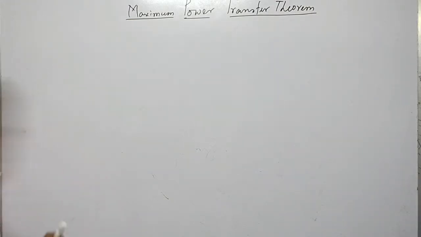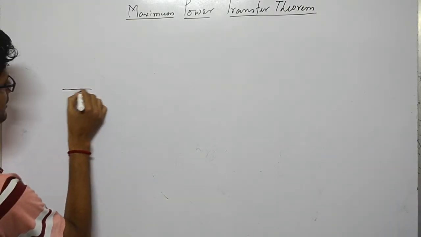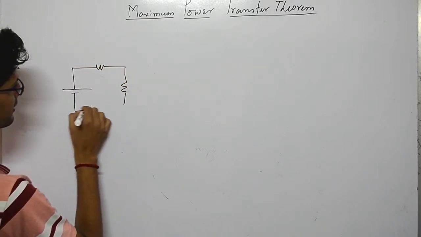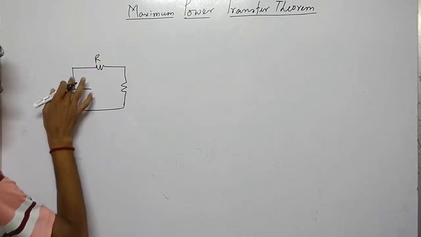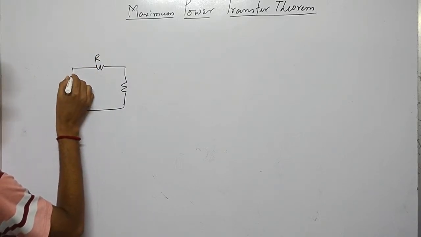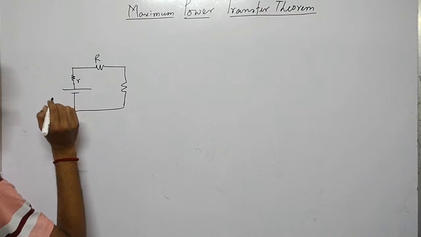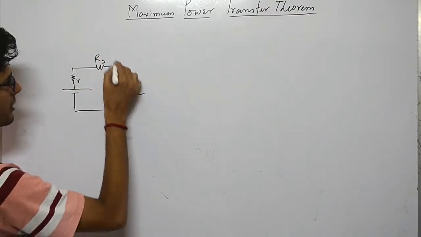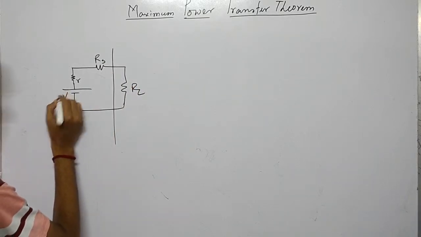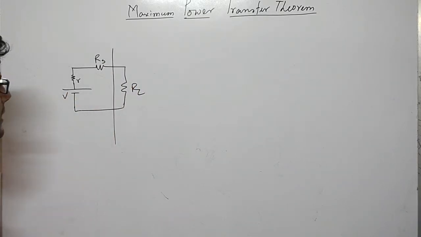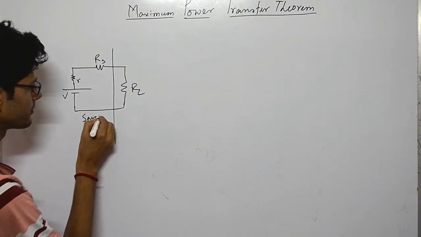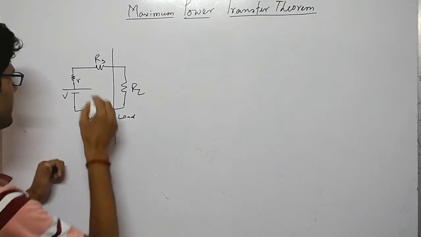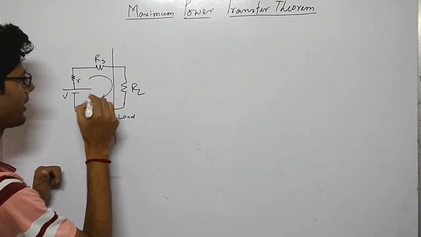If we consider this circuit for explaining the maximum power transfer theorem, suppose this one is a voltage source and this one is a series resistance. The internal resistance of this source is small r, and this one is the load resistance. This is the source end where we apply the potential V. So it will be the source and this one is the load. The current flowing through this circuit is I.